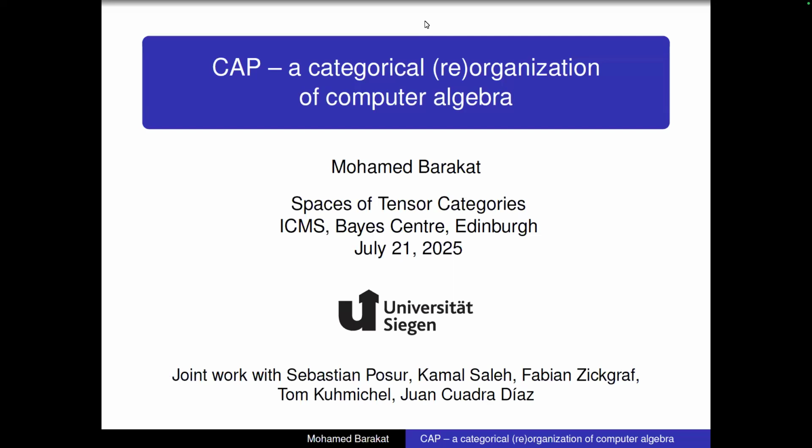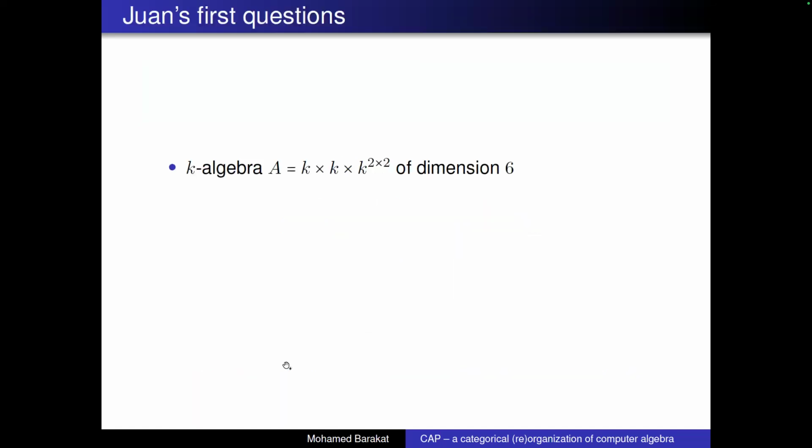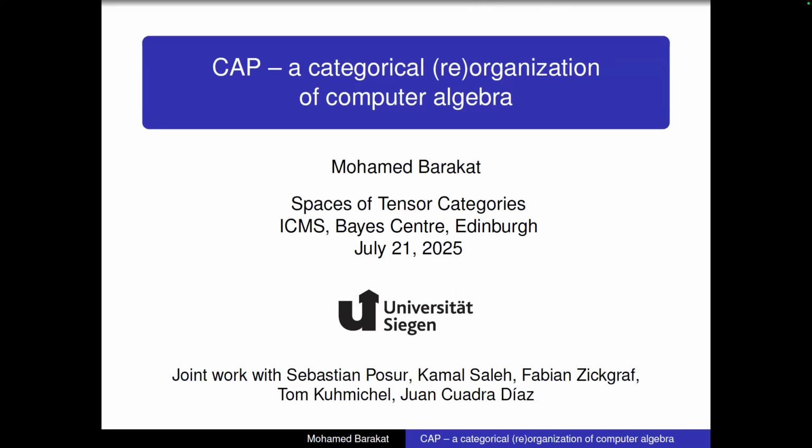And Kamal Saleh is also a former PhD student, and he was responsible for implementing triangulated categories, homotopy categories, and derived categories in CAP. Fabian Zickgraf somehow overhauled the entire software project, cleaned it up, and made it a bit more future-proof. And the most important thing is he implemented a compiler that you will hear about towards the end of the talk. And Tom Kuhmichel is a current PhD student, and he's responsible for the monoidal stuff that you'll also see here.